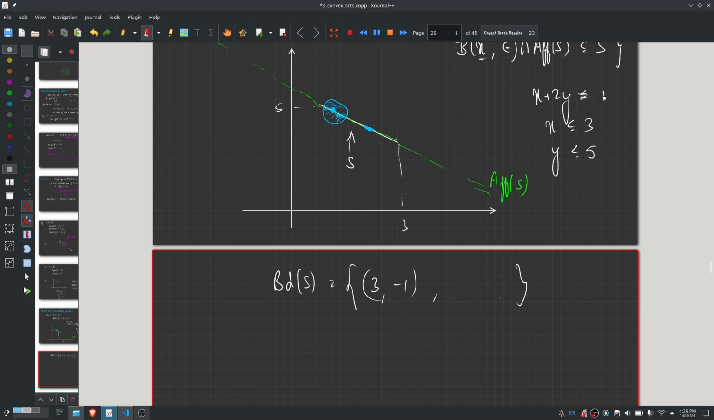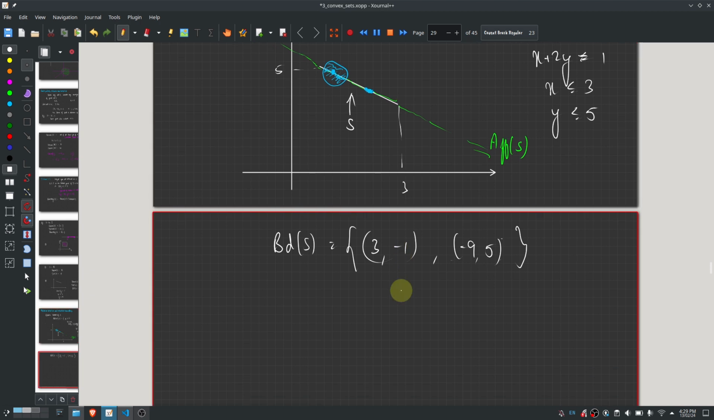So x plus 2y equals 1. So when x equal to 3, this would be one of the extreme points. What would y be equal to? That would be equal to minus 1. But when y equal to 5, what would x be equal to? So y equal to 5, 10 minus 9. Right? Fine. So this would be the boundary, and what would be the interior or the relative interior?